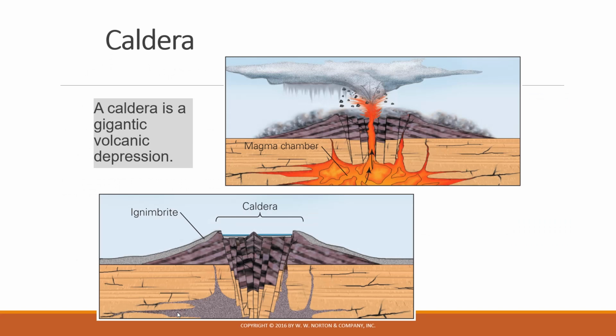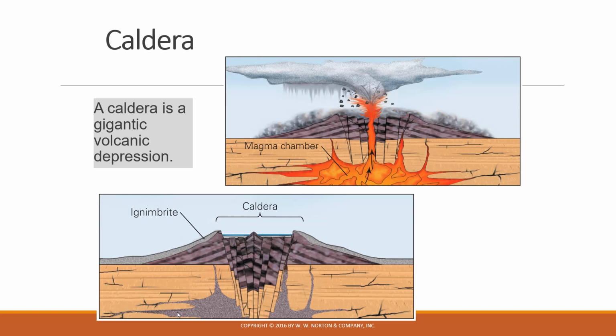Calderas are going to be the most explosive of our volcanoes. So a caldera is a gigantic volcanic depression. A continental caldera eruption is when you have one of these regional volcanoes that blows. A caldera is going to be much larger than a regular crater. It's tens of kilometers across. They form when a magma chamber empties and the volcano collapses into that evacuated space. They're going to be typified by steep-sided walls and flat floors.